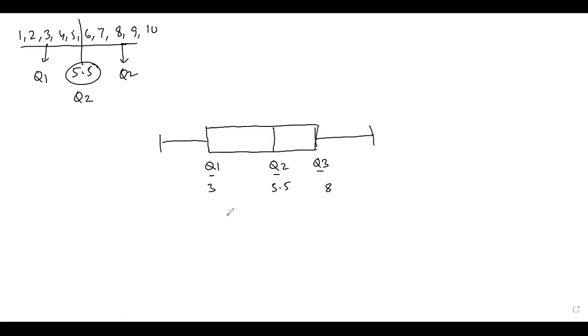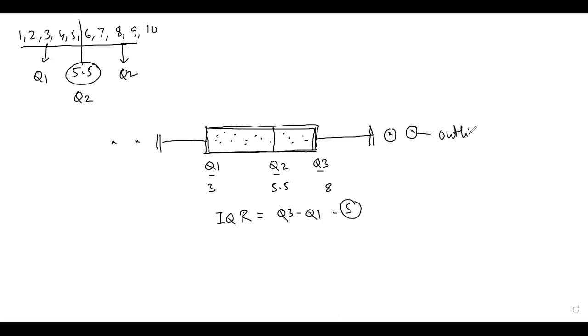Now, the interquartile range is Q3 minus Q1. In this case, it is 5. So 5 is my interquartile range. The box part of the box plot covers Q1 to Q3, so most of my data points will lie over here. Now there may be some data points lying outside these whiskers. These are the outliers. This is the box, and these are called the whiskers.